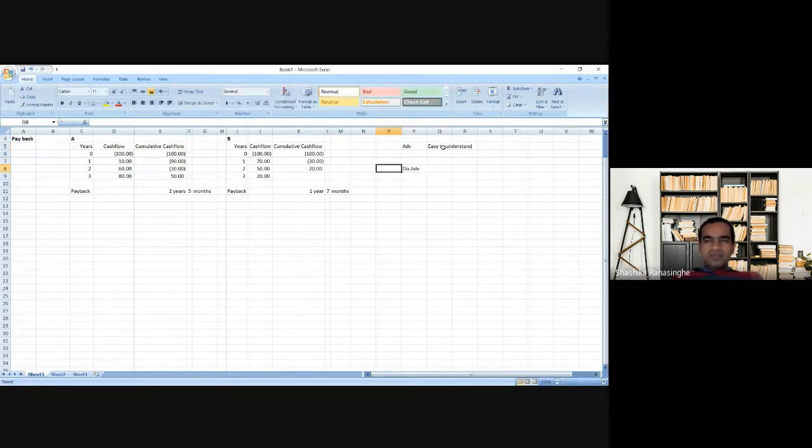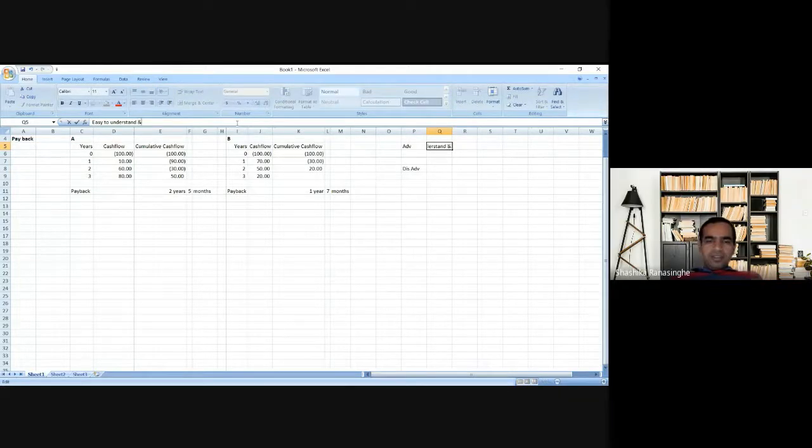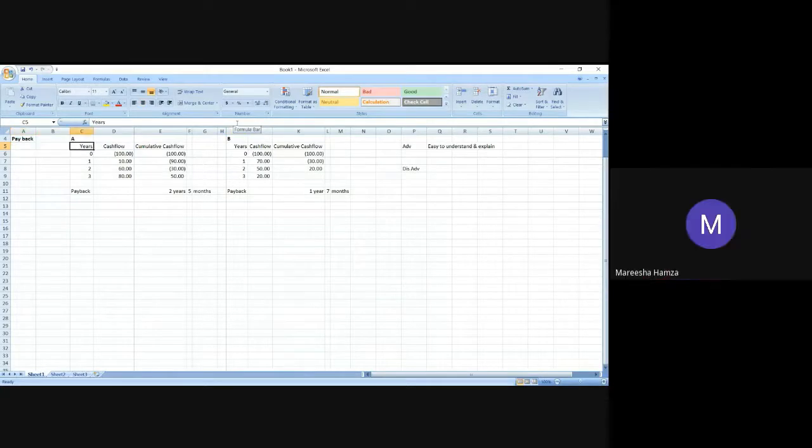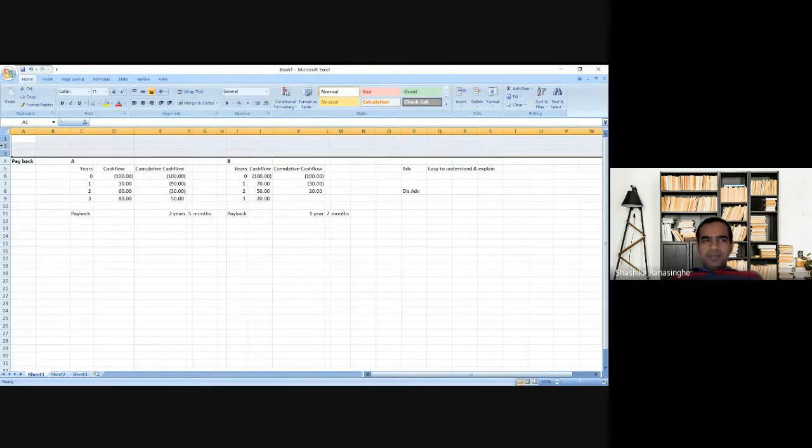Yes. It has a lower risk. Easy to understand and explain. So it's compared to? It has a lower risk. Yeah, compared to what? Low risk compared to?